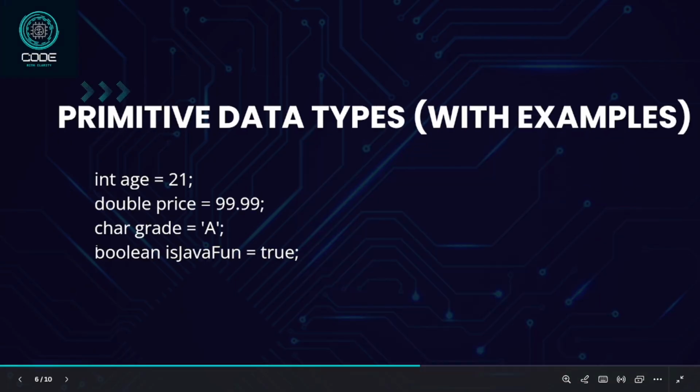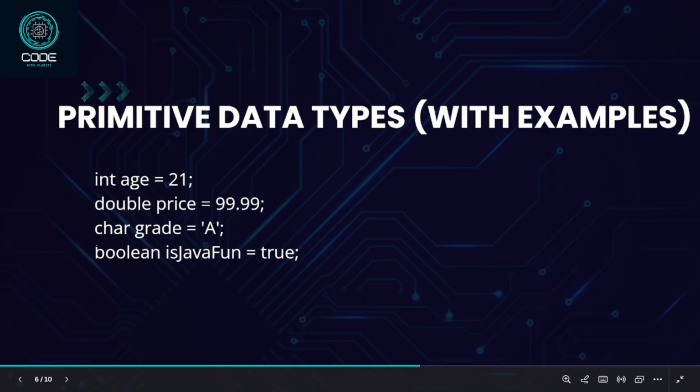Primitive data types with real examples in Java code. Look at the first example. int age is equal to 21. Here int is the data type, age is the variable name, and 21 is the value stored in it. Since 21 is a whole number, we use integer.